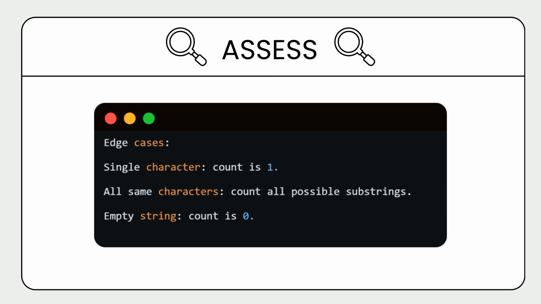Edge cases. Single character, count is 1. All same characters, count all possible substrings. Empty string, count is 0.